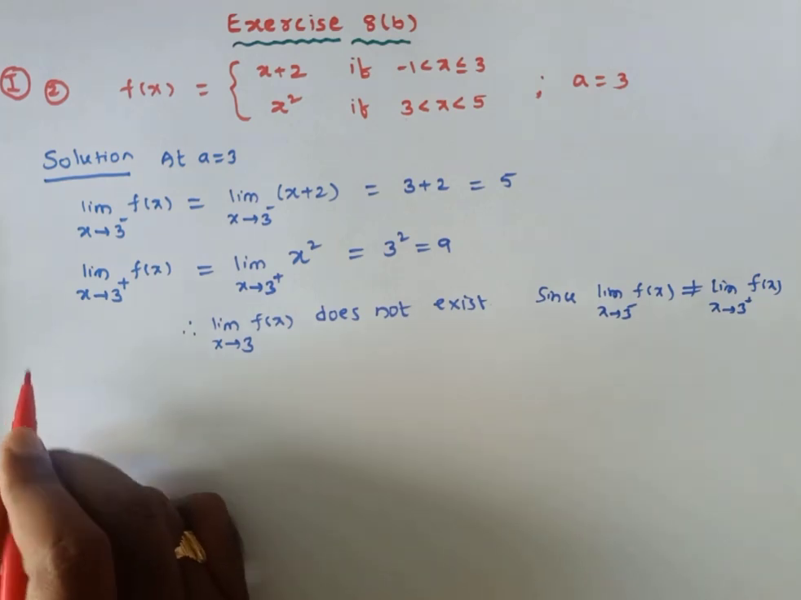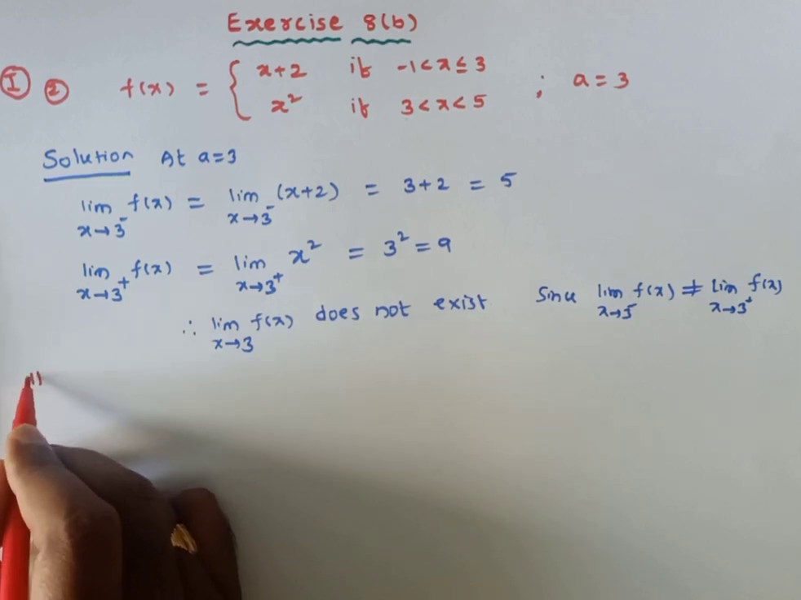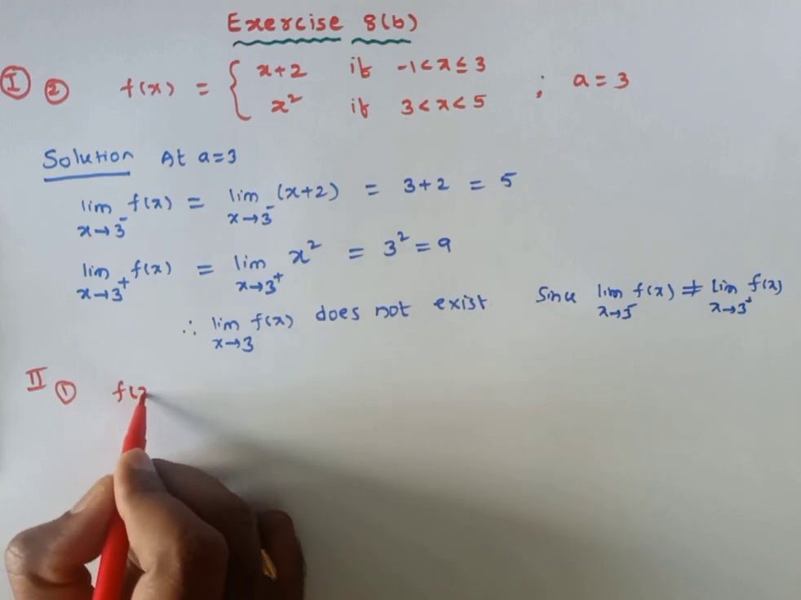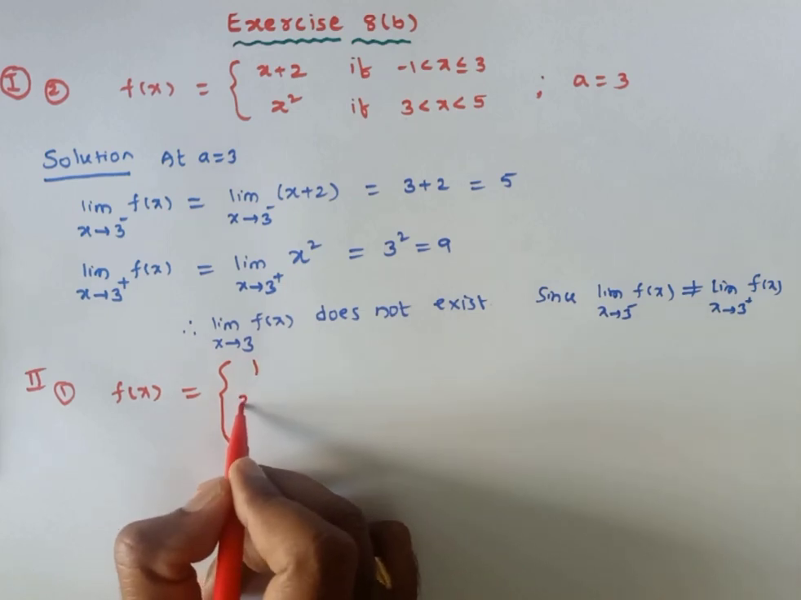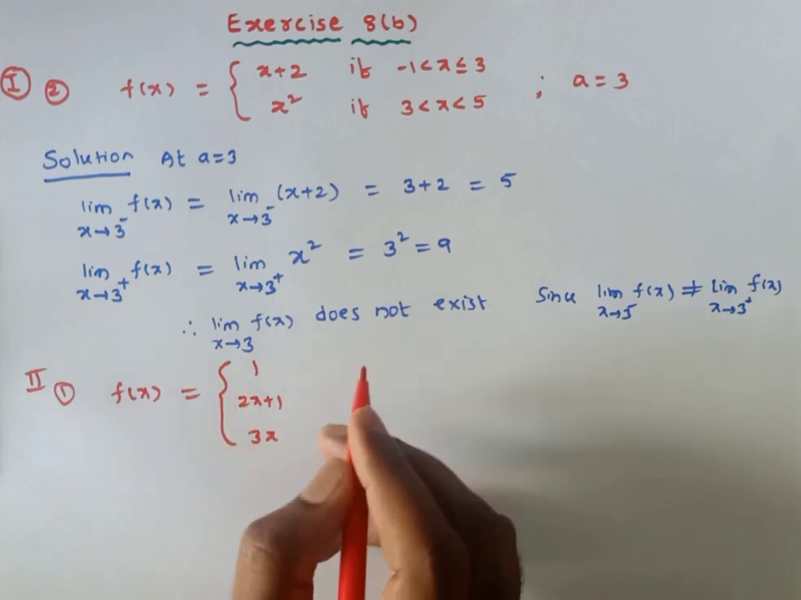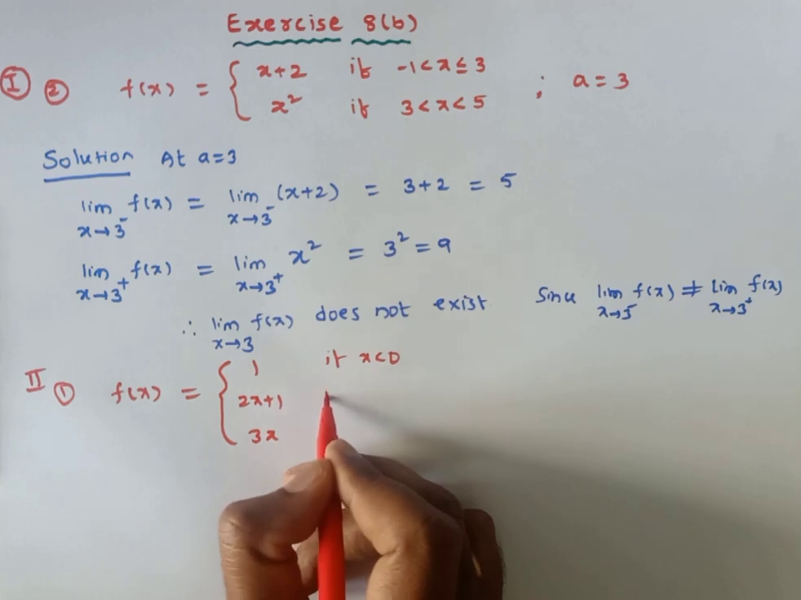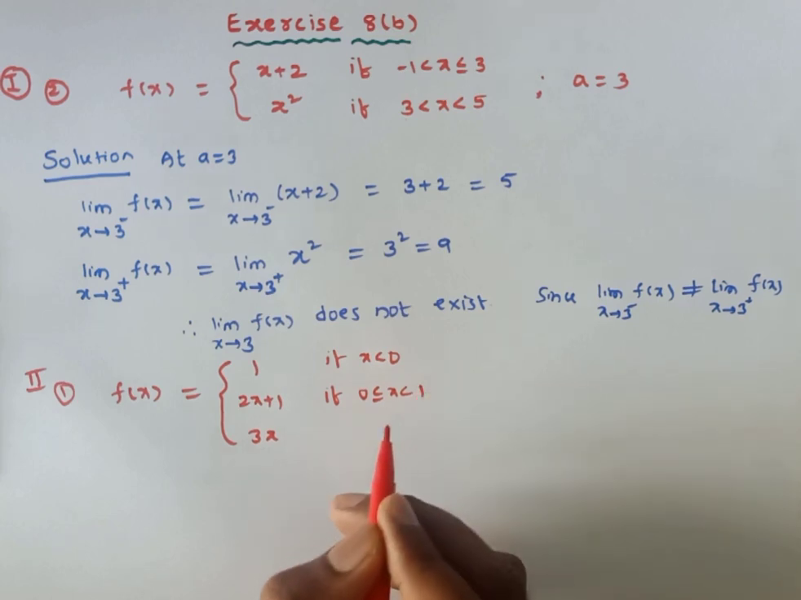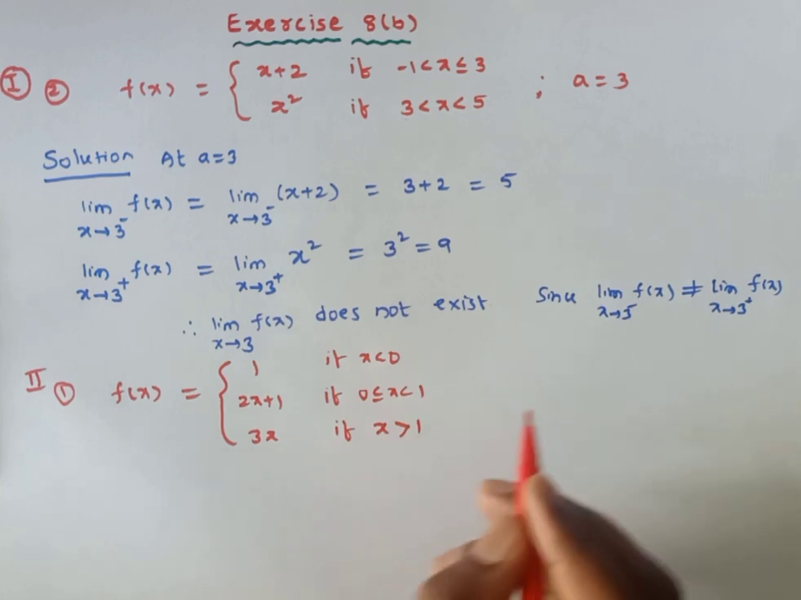Similar problems in Roman 1 are like this only. Let us take Roman 2 problems. Let us consider the first problem from Roman 2, that is f of x equals, given like this: 1, 2x plus 1, and 3x. Here f of x is 1 if x is less than 0, 2x plus 1 if 0 is less than or equal to x is less than 1, and 3x if x is greater than 1.